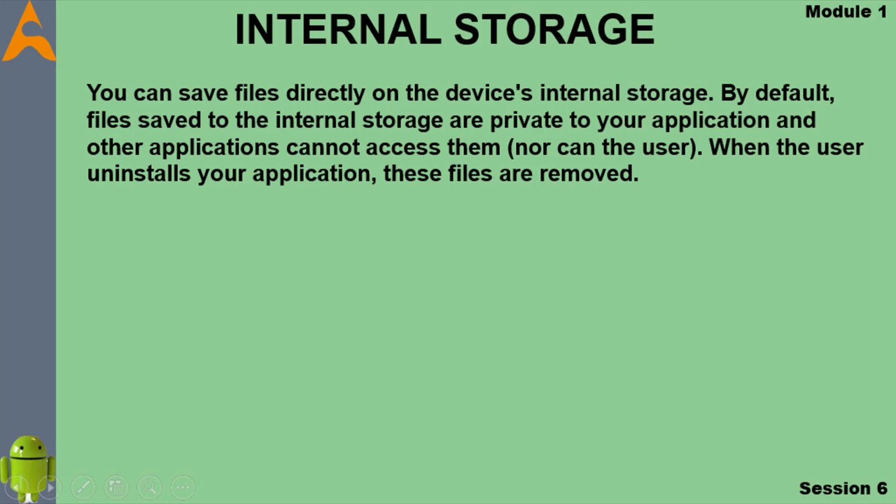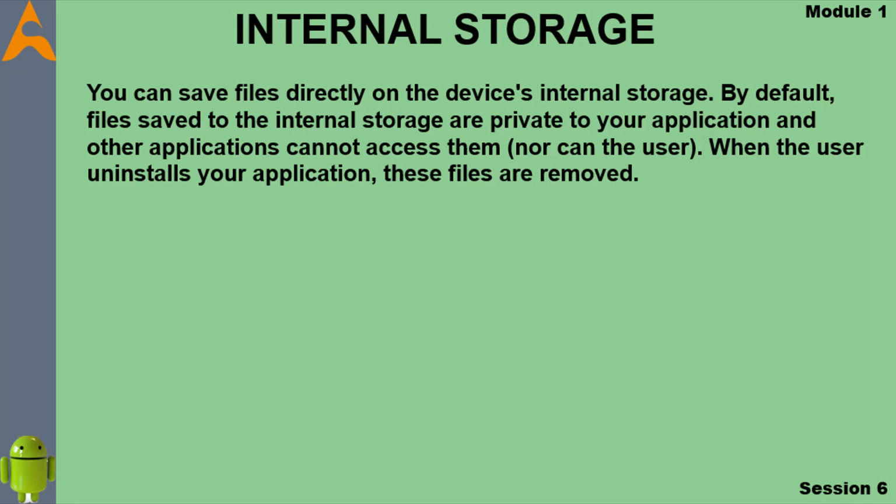Now let's see Android internal storage. You can save files directly on the device's internal storage. By default, files saved to the internal storage are private to your application and other applications cannot access them, nor can the user. When the user uninstalls your application, these files are removed.